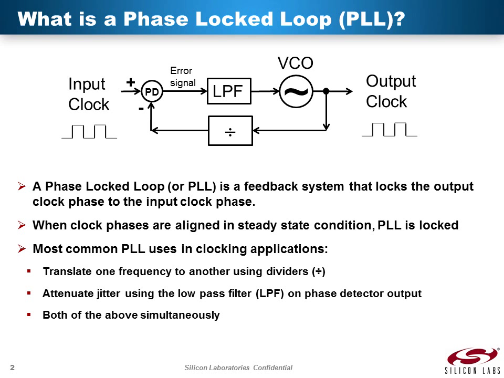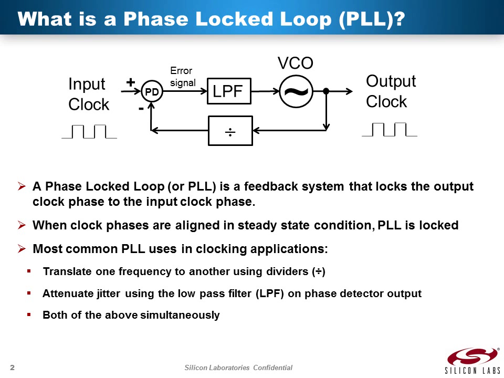What is a phase lock loop? A phase lock loop, or PLL, is a feedback system that locks a generated output signal's phase to an input reference signal phase. For the purposes of this presentation, the signals of interest are clocks. When the input and output phases are aligned in a steady-state condition, the PLL is said to be locked.